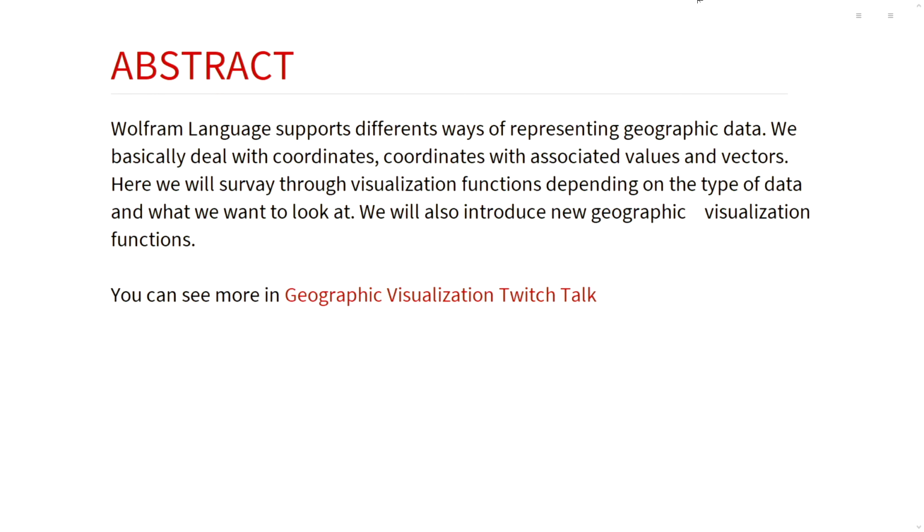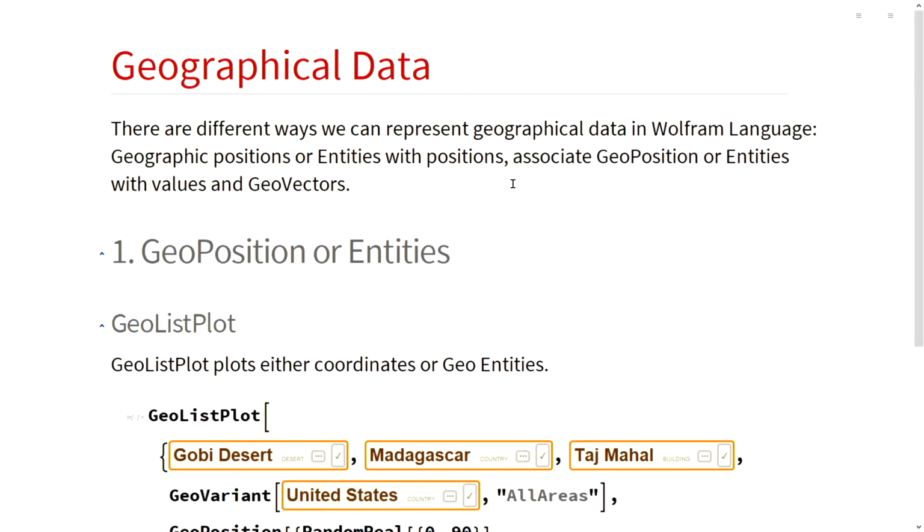So we essentially have 3 different types of data: geoposition or geoentities with a position, geoposition and entities with geoposition associated with values, and vectors. So there is also a Twitch talk. Here's a link. I will upload this to Table, so you will be able to see this Twitch talk.